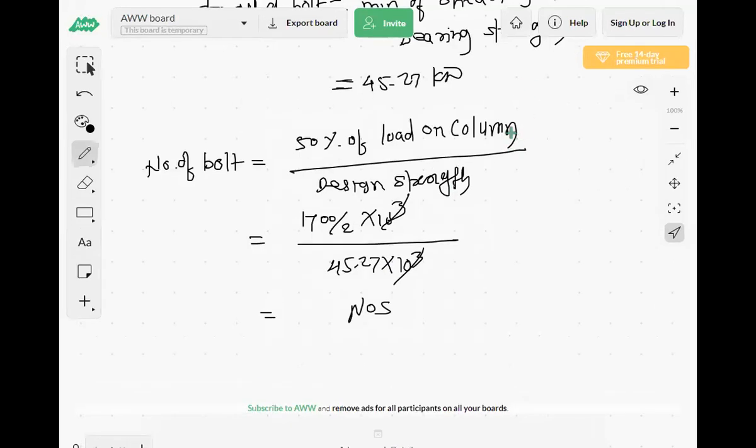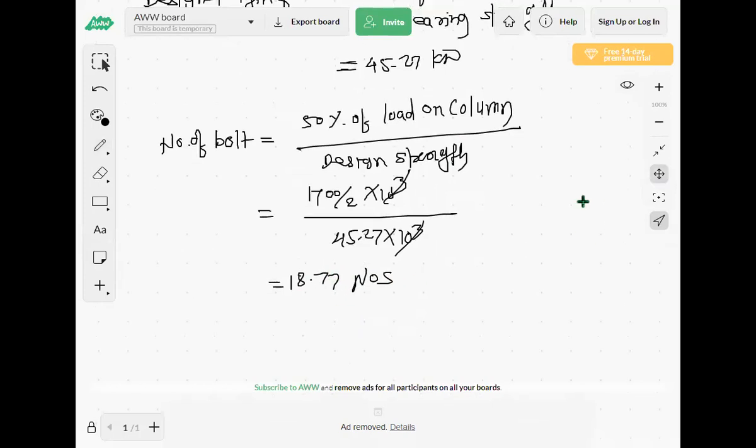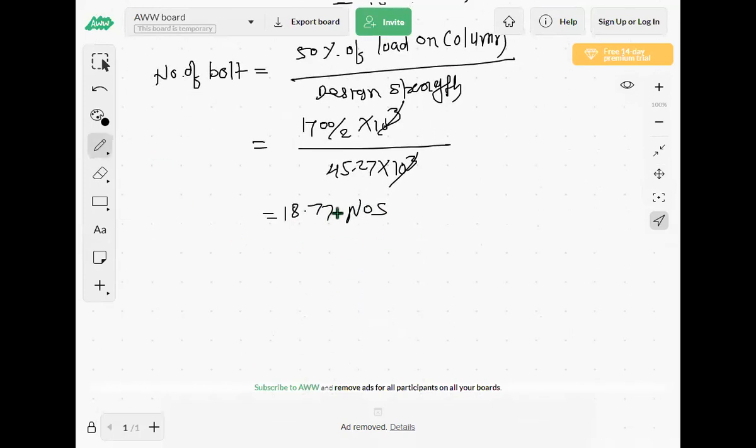So 18.77. So this 18.77 bolts we have to provide on both sides. As I told you, a gusset plate is provided this side and this side. So both sides of the column, a gusset plate is provided. So here this bolt we have to provide on both sides. So here the total bolts is 18.77.